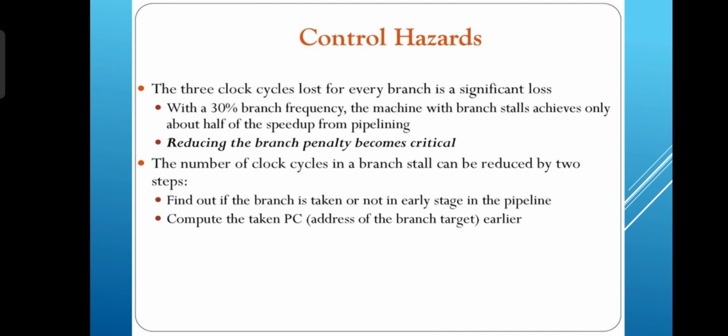Control hazards. The 3 clock cycles lost for each branch is a significant loss. With a 30% branch frequency, the machine with branch stalls achieves only about half of the speedup from pipelining. Reducing the branch penalty becomes critical. The number of clock cycles in a branch stall can be reduced by two steps. Find out if the branch is taken or not in an early stage in the pipeline. Compute the taken PC earlier.